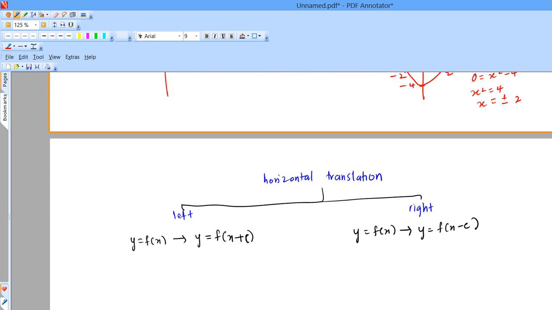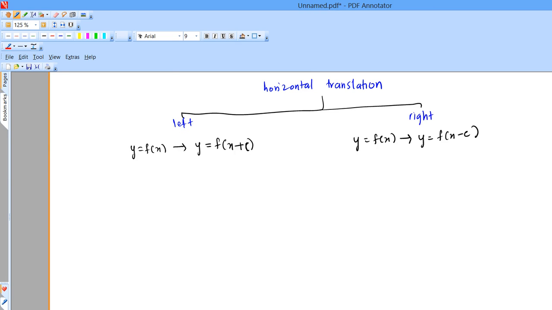Okay, next we move to horizontal translation. For horizontal translation, we shift the graph to the left by c units or to the right by c units. If we move to the left, from the original function y equal to f(x), we get the new function y equal to f(x plus c), meaning we add c inside the function. And if we shift the graph to the right, from the original function y equal to f(x), we get the new function y equal to f(x minus c), with x minus c in brackets.